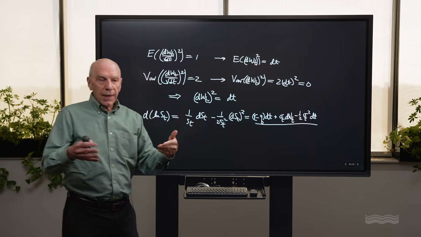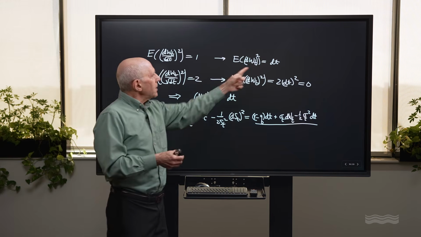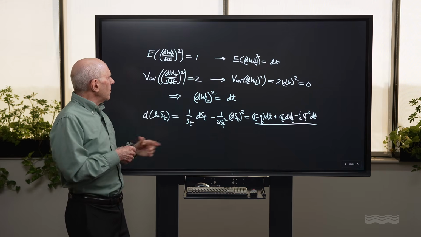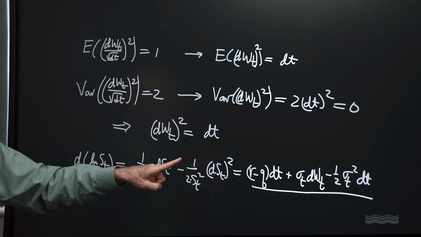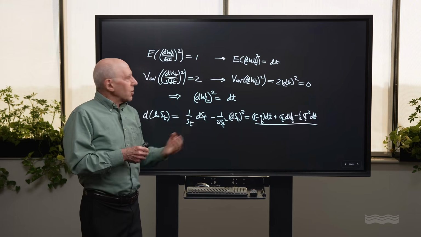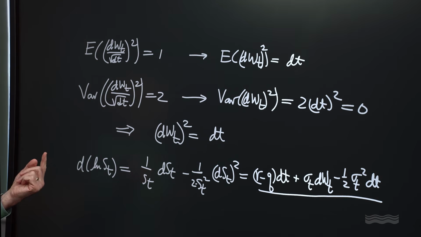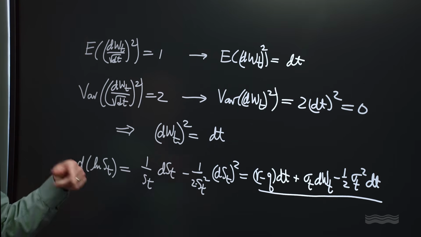That means it's a constant. And if it's a constant, then the mean is that constant. So we now know dWt squared, speaking in stochastic calculus calculations, is dt. So we can now substitute this back into our formulas, because dSt squared is now sigma squared S squared dt.